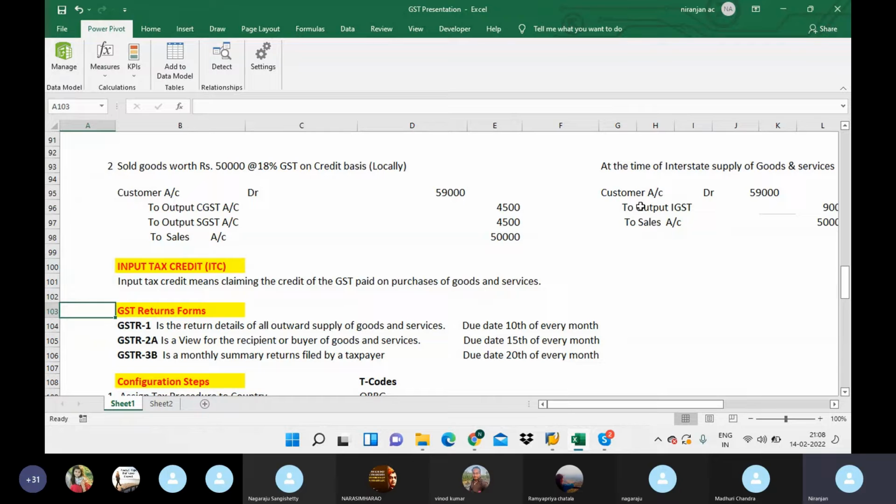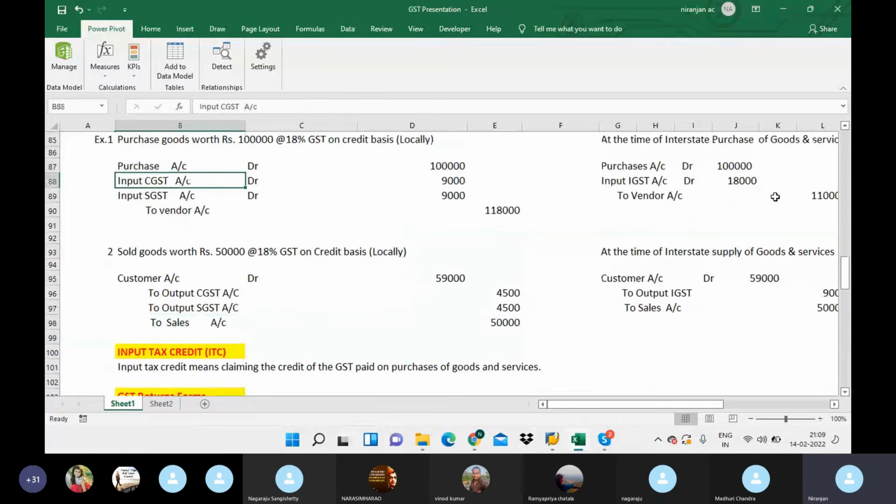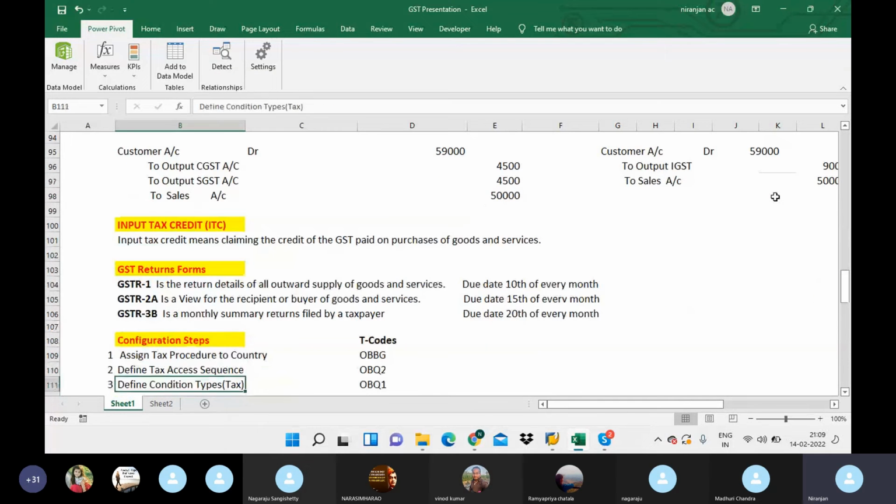So coming to the discussion of ITC. ITC is nothing but input tax credit. Input tax credit means claiming the credit of GST paid on purchases of goods and services. Suppose, for example, the GST payable is output minus input, sales minus purchases, when we are filing the GST. For example, here 59,000 is there, and above that 1 lakh 18,000 is there. So debit customer, this sales minus purchases, the remaining amount we need to file on GST.